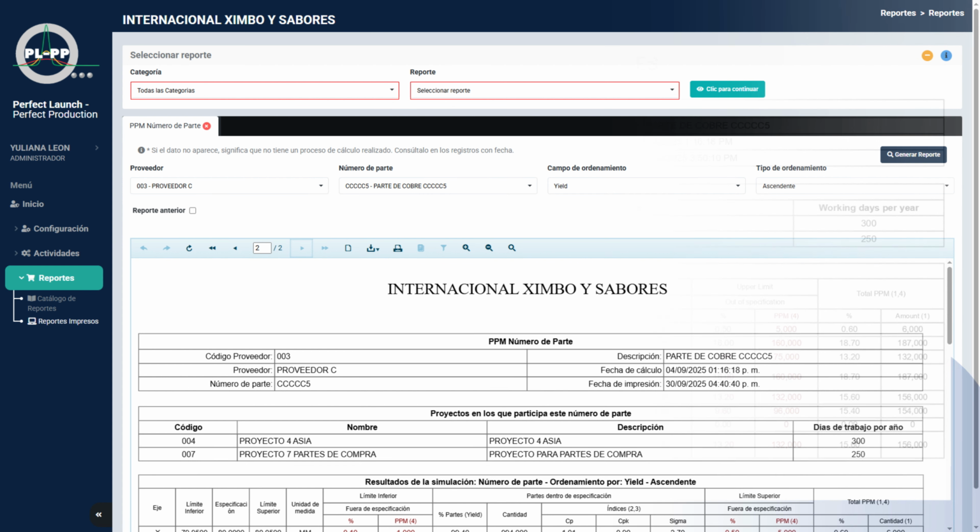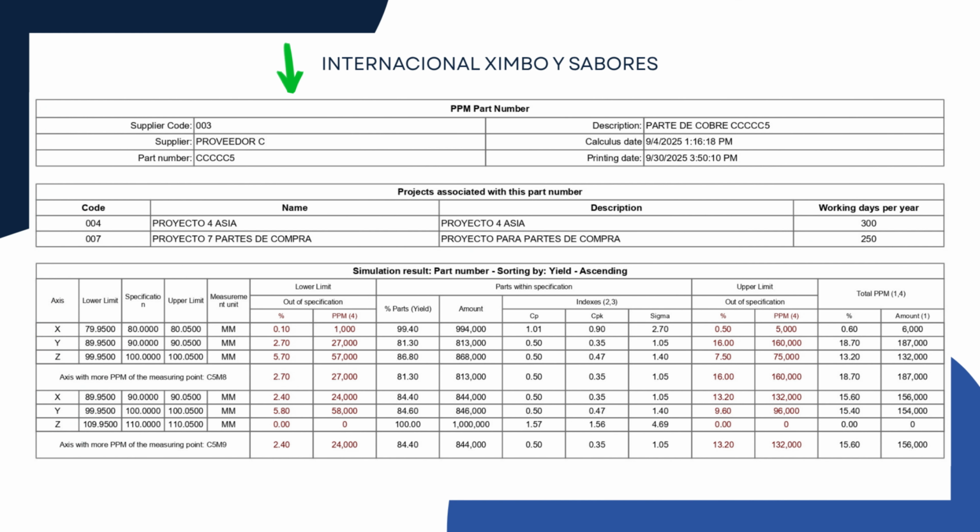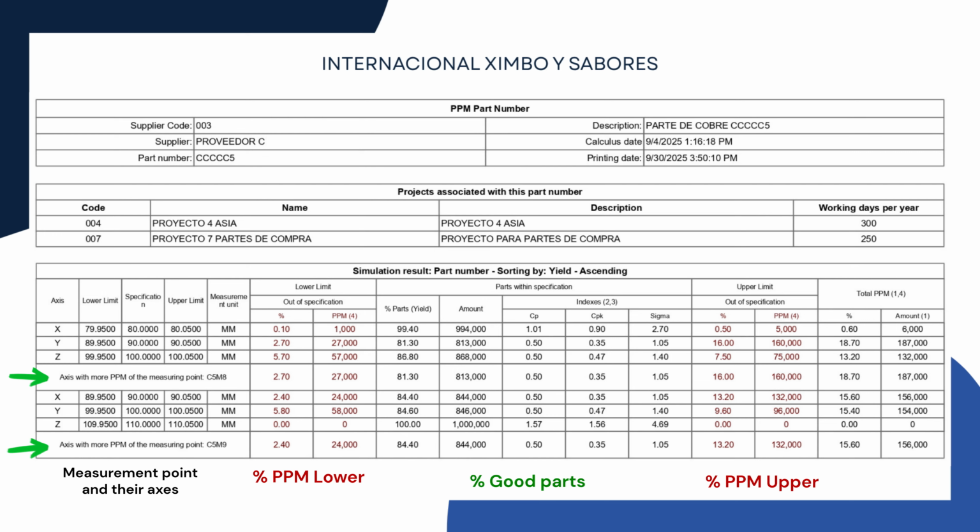Second screen. At the top, you will find a table with the detailed data of the part number. Below is a table with all the projects that the part number is involved in. Finally, there is a breakdown of all measurement points, sorted as requested. In this example, they are ranked by yield, good parts, while the PPM values are arranged in ascending order.